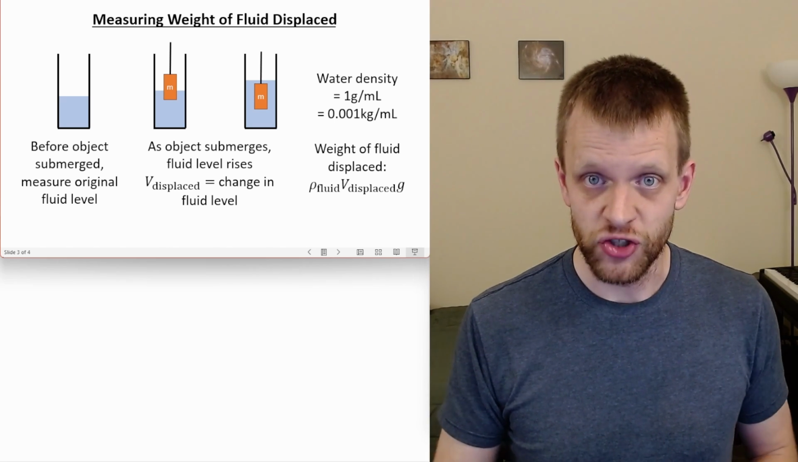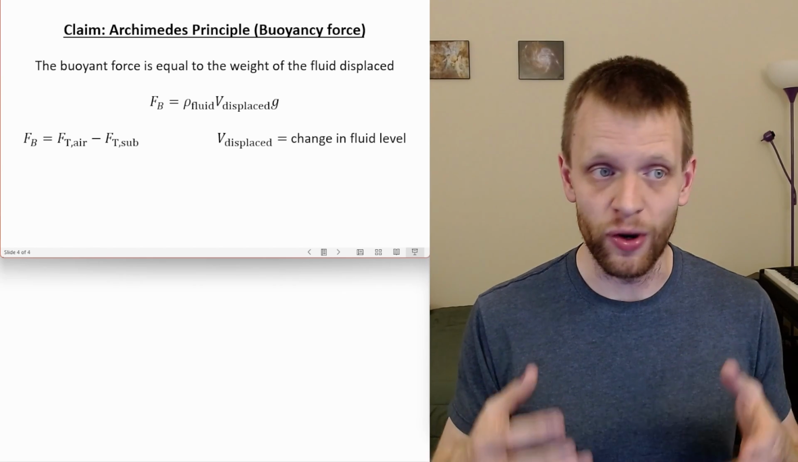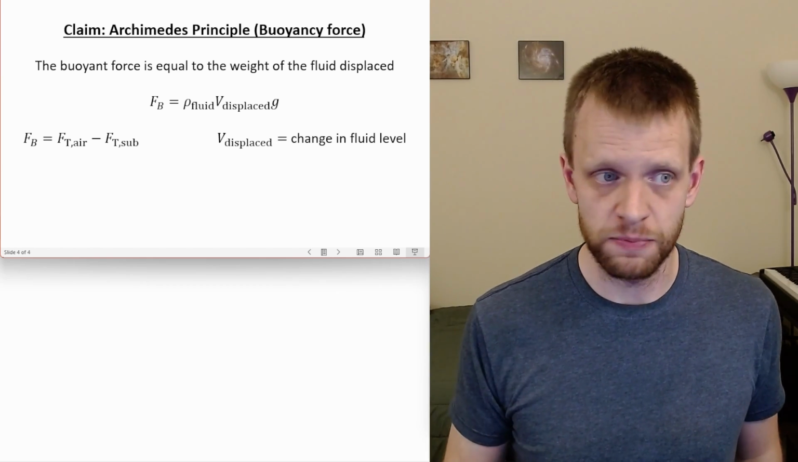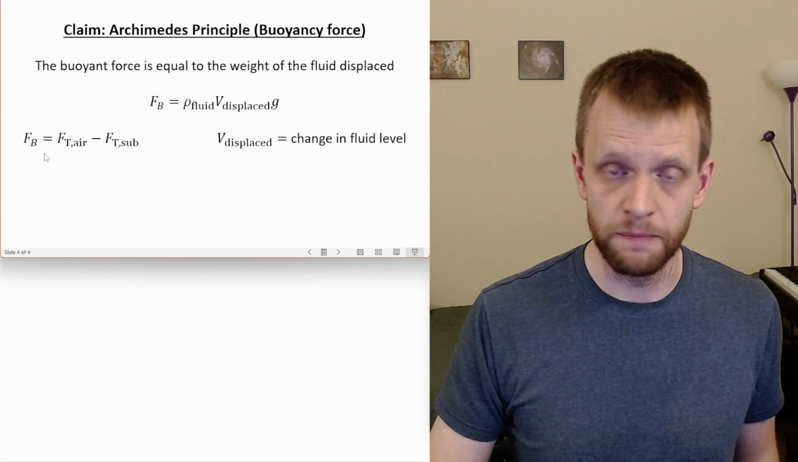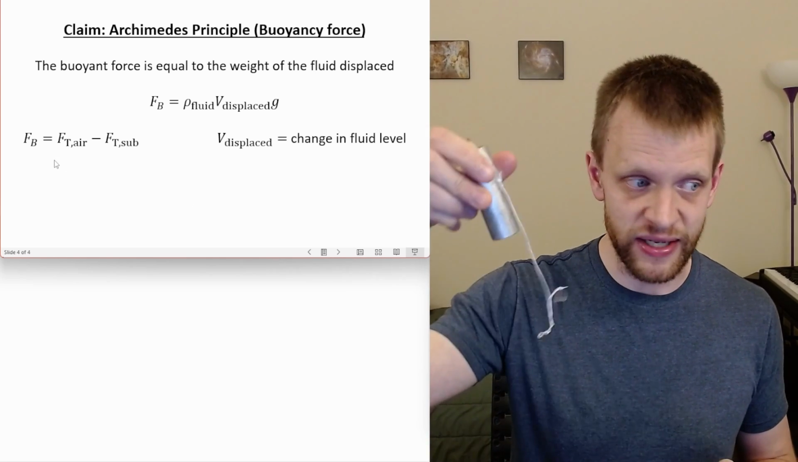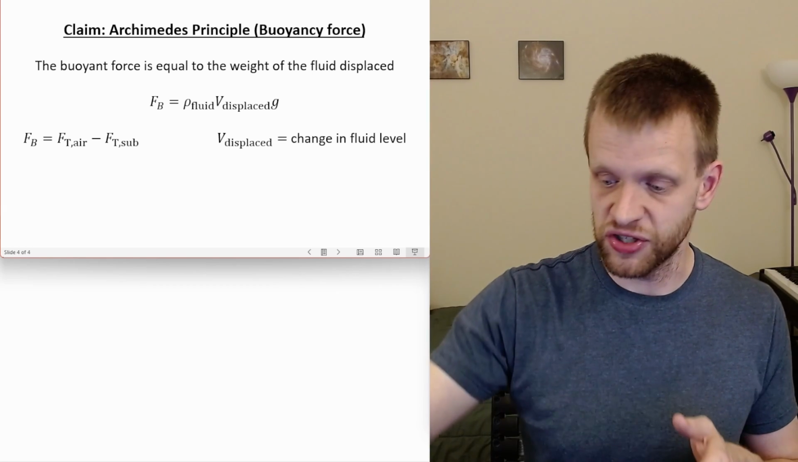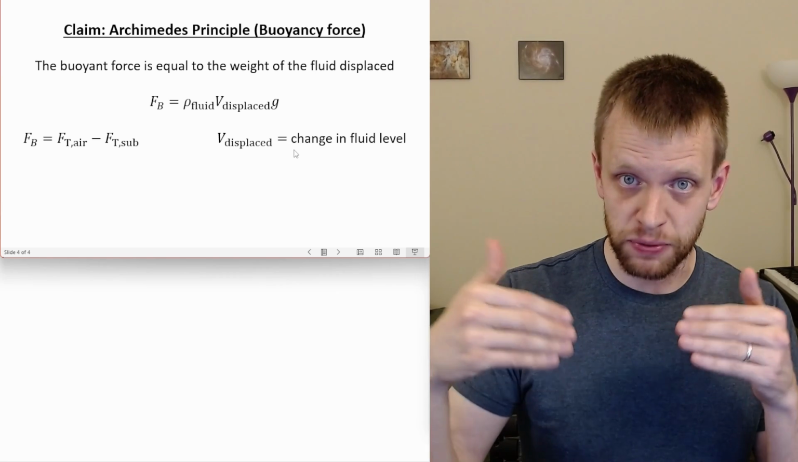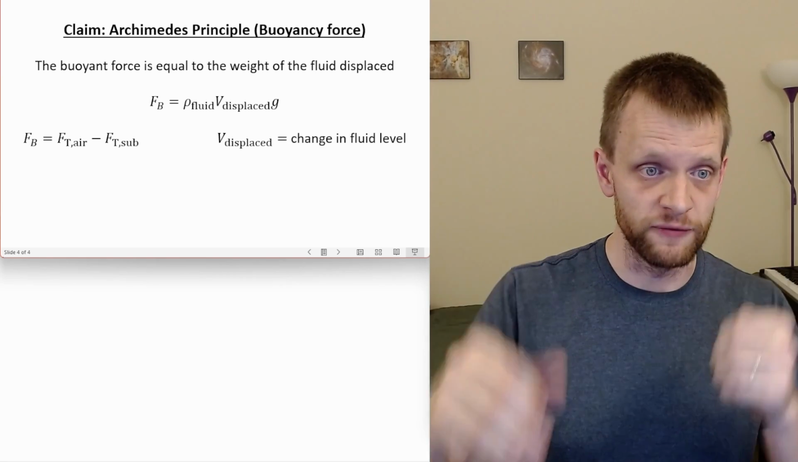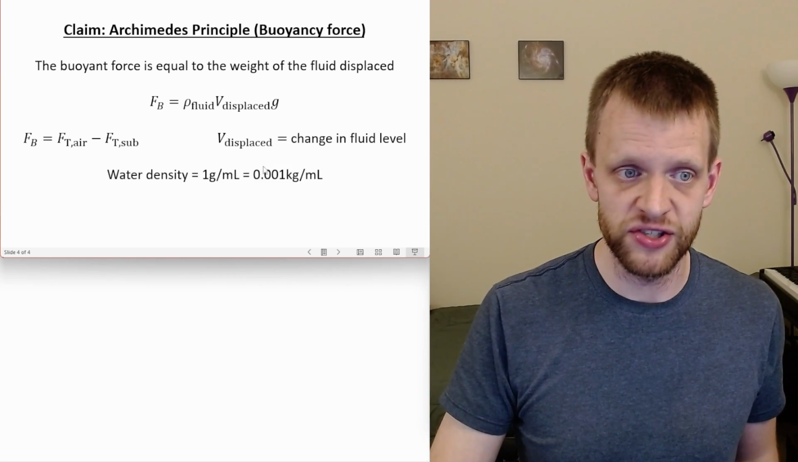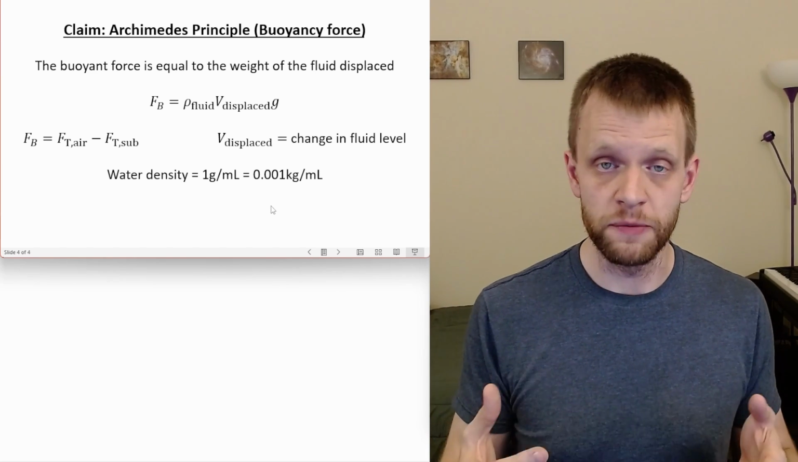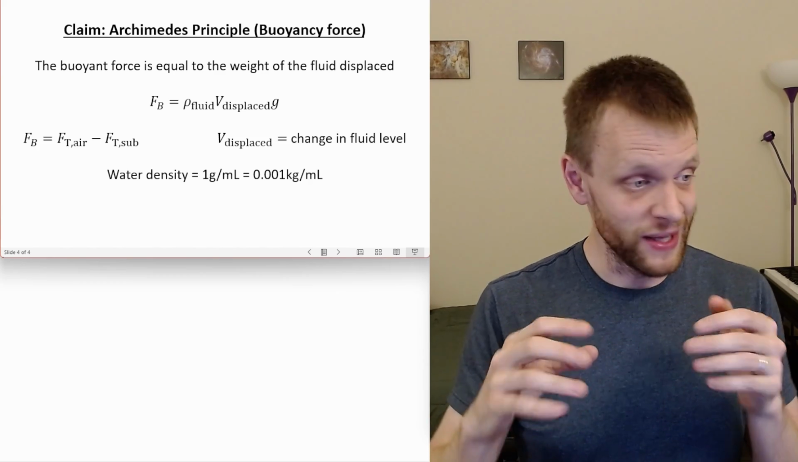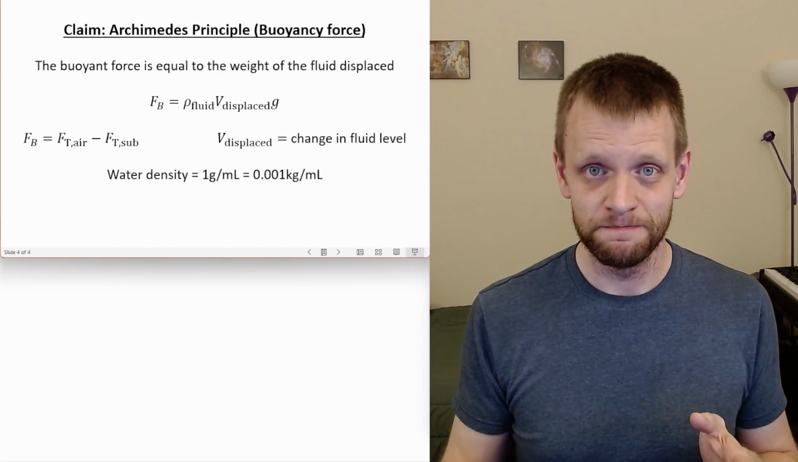Okay. So this is the experiment that we're going to do. Again, our claim is Archimedes' Principle, that the buoyant force is equal to the weight of the fluid displaced. We have a way of measuring the buoyant force by measuring how the tension in that string changes between air and when the object is submerged. And if I can measure how much the fluid level changes, we can figure out the volume displaced, and if I know the density of water, we can calculate the weight of the water displaced. So let's get set up and actually do the experiment.